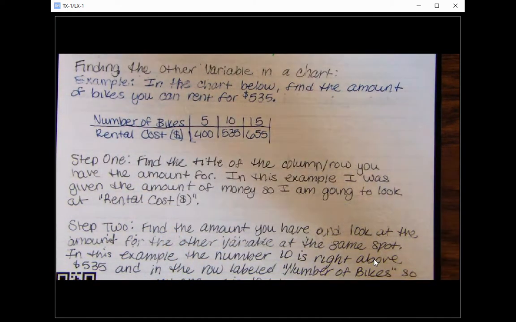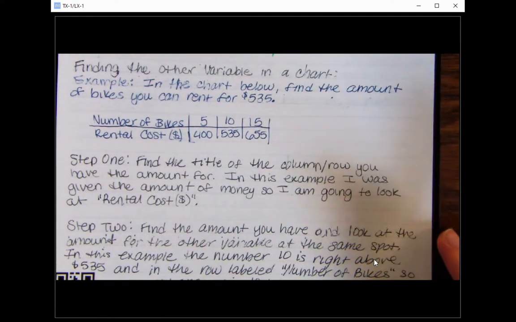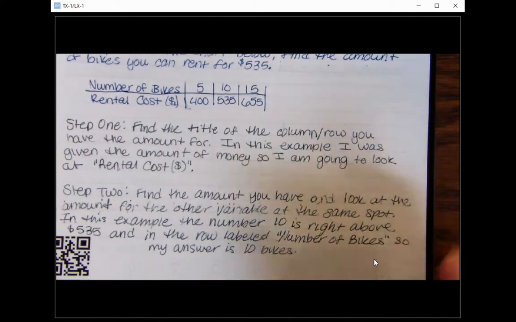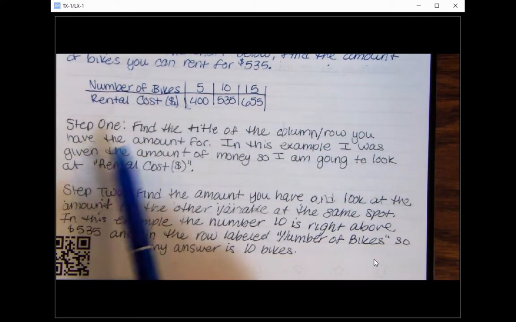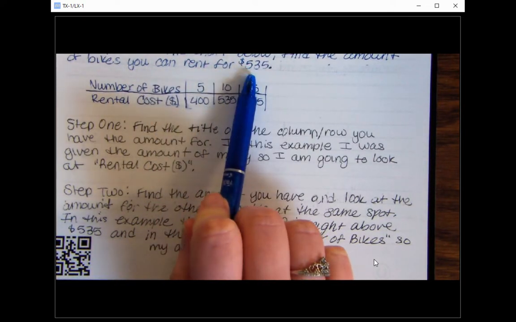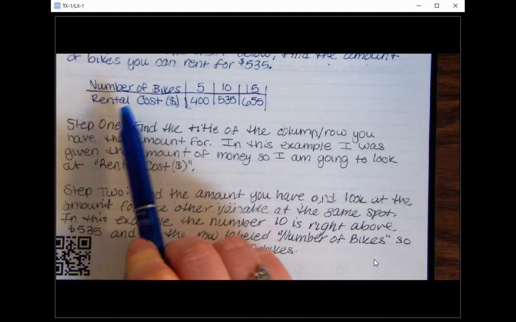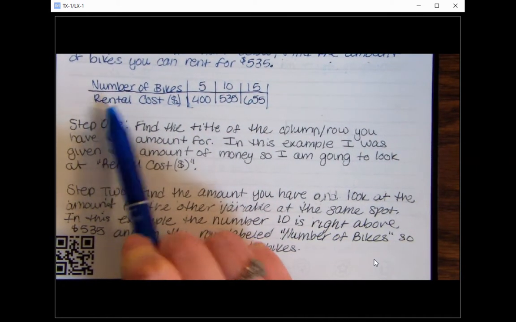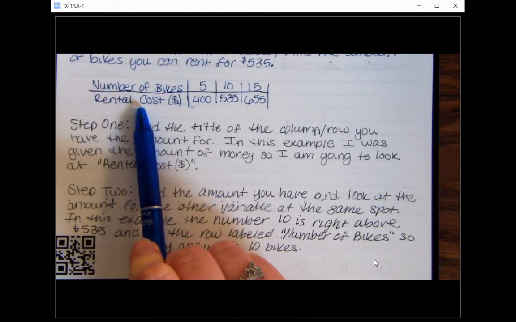Now, this is an example that's kind of bang in your face. Sometimes you have to look in between numbers and things like that. So, this is just the basis, and we are going to be working together on making it a little bit harder as we move along. Step one is to find the title of the column or row that you have the amount for. In this example, we know that it costs $535. That's the information we know for sure. So, I know the rental cost. That is what I'm going to look at in my chart.